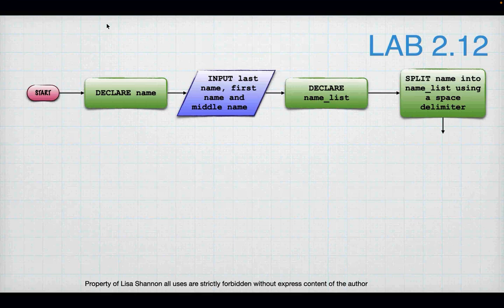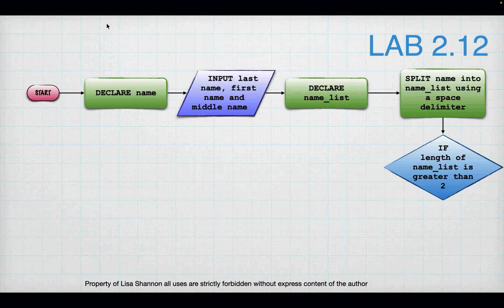I'm sorry, no. It's a space delimiter. It's last name, space, first name, or last name, space, middle name, space, first name. So it's going to use a space as a delimiter. So where we would have had split with a comma as the delimiter, we can have split with space as a delimiter because the space is just another character.